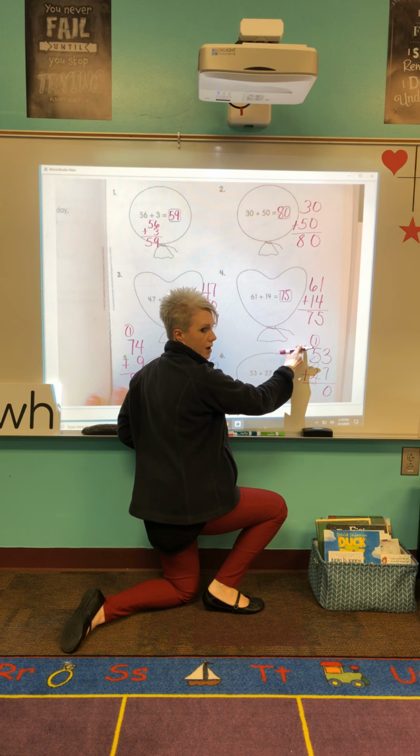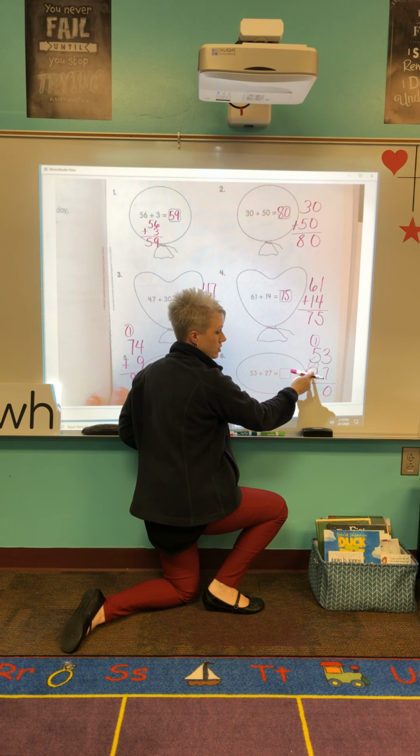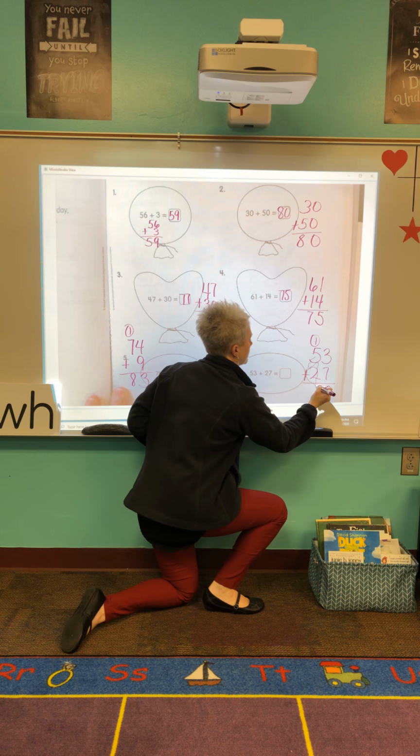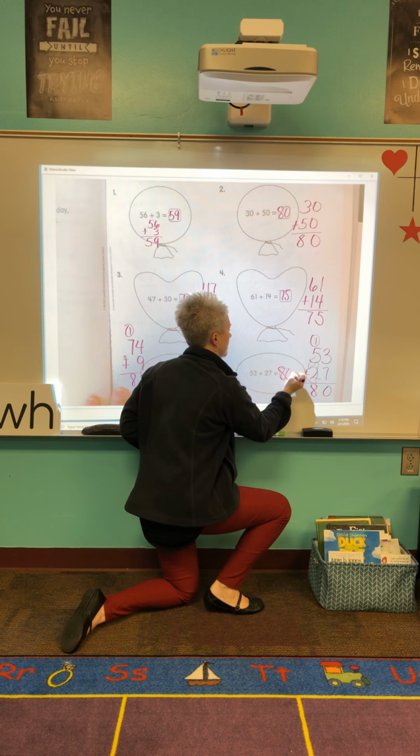We start at the top and work our way down. 1 plus 5 is 6. Plus 2 more. 6 plus 2 is, yell it out, 8. Very good. 53 plus 27 is 80.